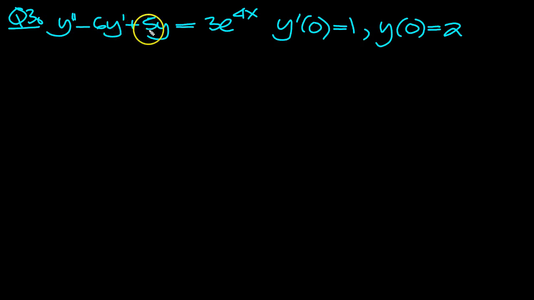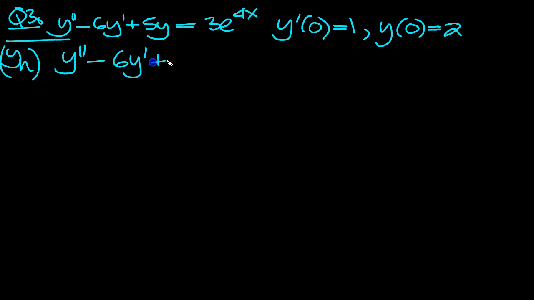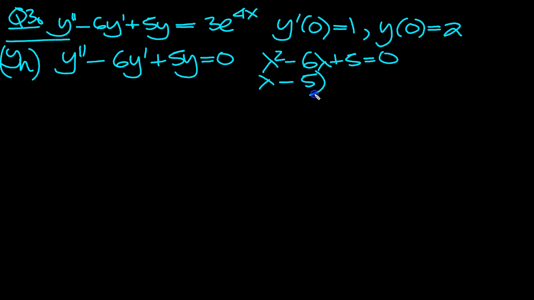y double dashed minus 6y dashed plus 5y equals 3e to the power 4x, and here are the initial conditions. So let's turn our attention to the solution of the associated homogeneous equation then. Here we simply write y double dashed minus 6y dashed plus 5y equals 0. The auxiliary equation in this case is lambda squared minus 6 lambda plus 5, which factorises as lambda minus 5, lambda minus 1, equals 0.